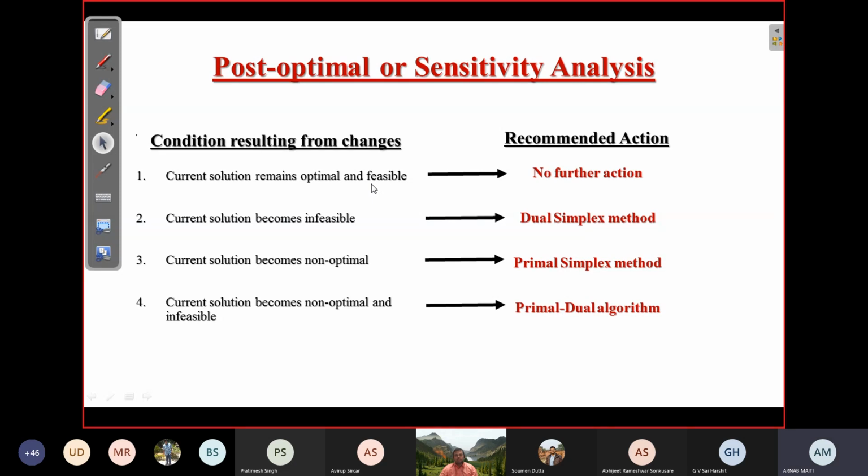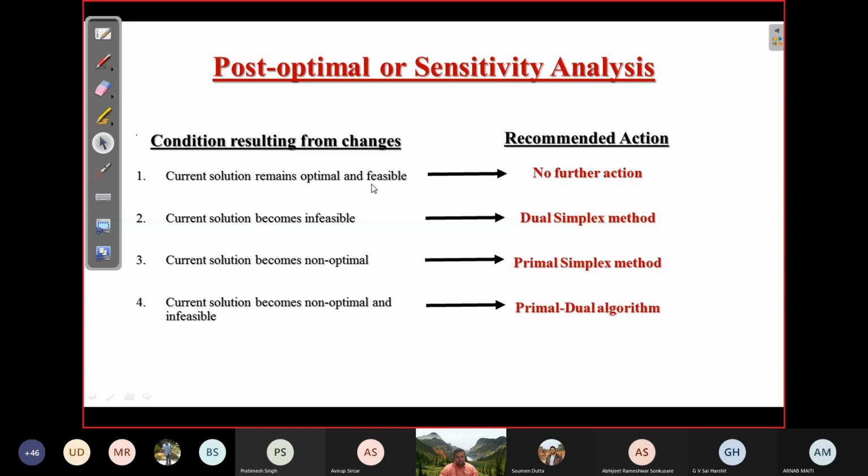Then the third point is, with some changes in the parameters it may happen that the current solution becomes non-optimal. So it remains feasible. That means the right hand side, the values of the basic variables, are all positive or zero, right? So it remains feasible, but it becomes non-optimal, which means that the objective row has changed its signs. Some has become negative maybe, rendering it a non-optimal table, right?